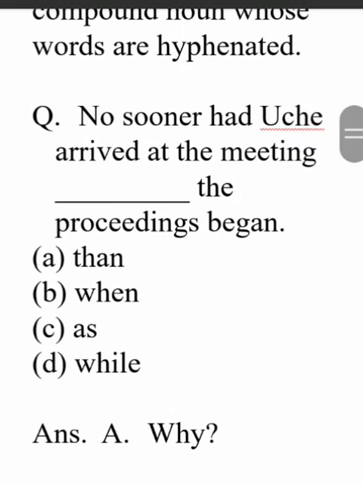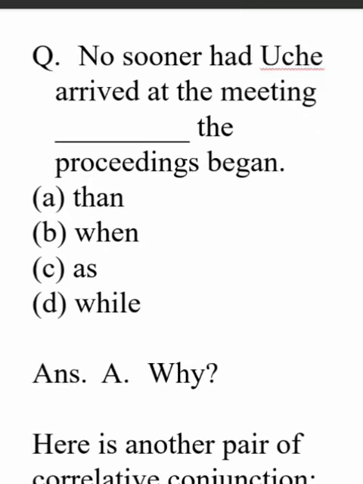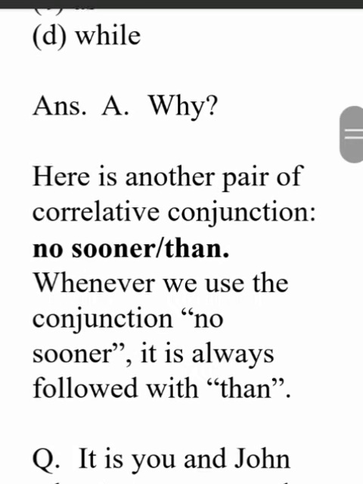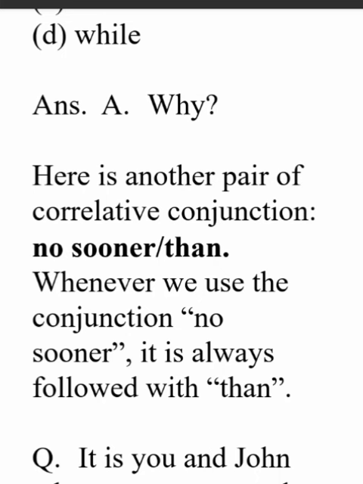Question. No sooner had Uche arrived at the meeting dash the proceedings began. A. Than. B. When. C. As. D. While. Answer: A. Why? Here is another pair of correlative conjunctions, no sooner and than. Whenever we use the conjunction no sooner, it is always followed with than.